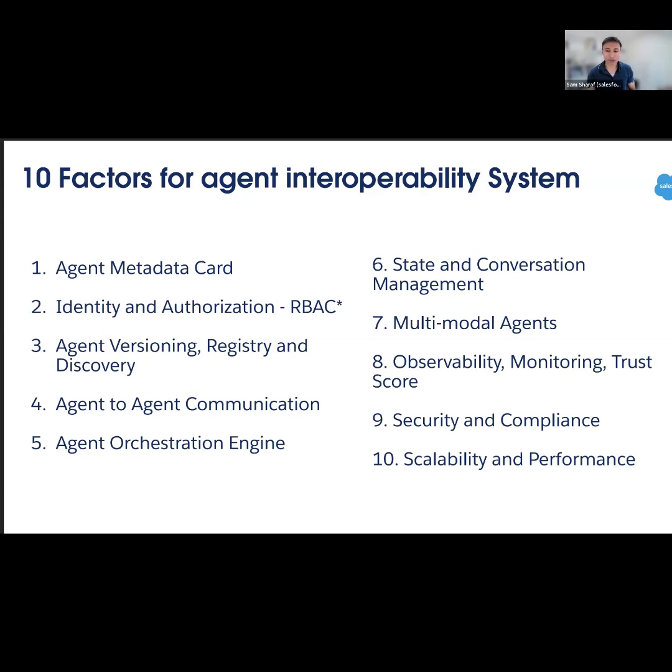So how do the various routers across different systems work to orchestrate these agents? And then, of course, there's state and conversation management. How does agent orchestration work in the context of multimodal agents? That becomes important as well. Then observability, monitoring, and trust scores. At Salesforce, trust is our number one value, so everything we do is underpinned by whether it is secure and whether it is safe. Would the enterprises and businesses who use us trust us with that? Security and compliance, of course, in regulated industries, become important. And lastly, what I call the non-functional requirements: scalability, performance, and latency.